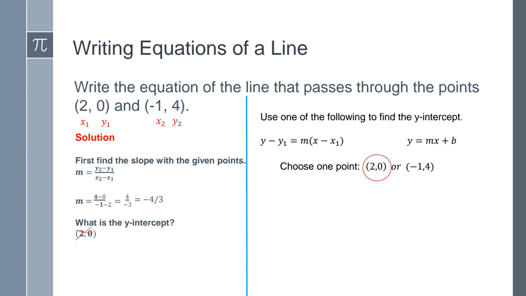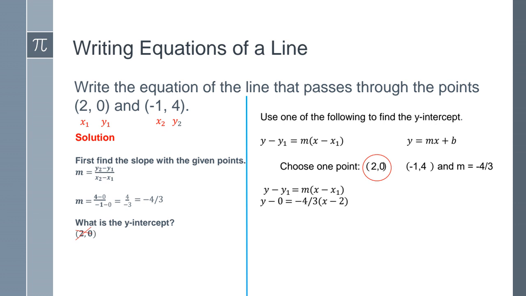We're going to choose, here you guys can choose either point, the 2, 0 or the -1, 4. But we always try to choose the point that's easier. For example, the 2, 0 is easier because the numbers are positive and we have a 0. It'll make the math calculations a lot easier. But if you want, you can use the other point too. You get the same result. But we're going to use the point 2, 0.